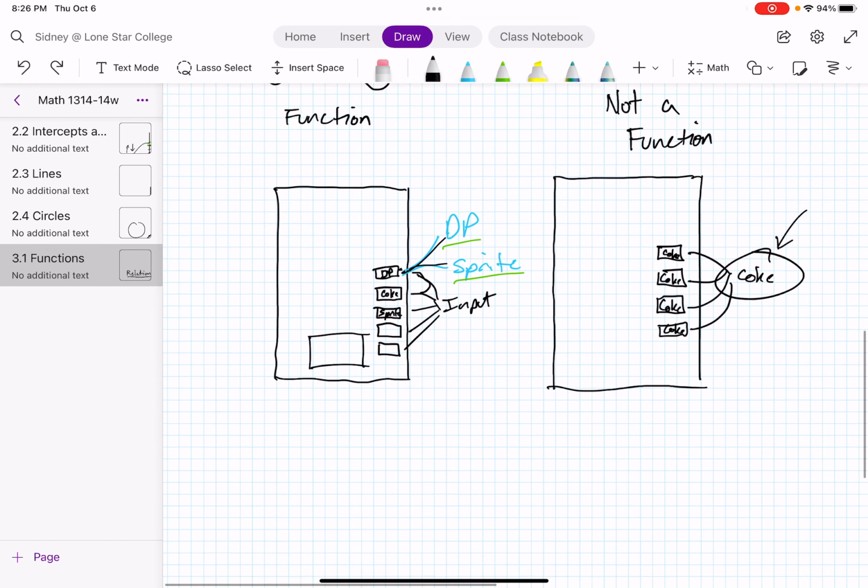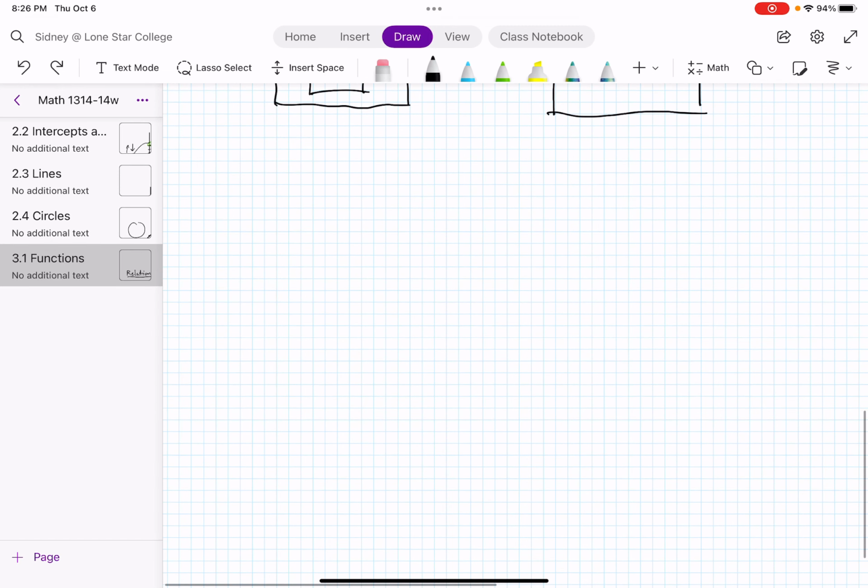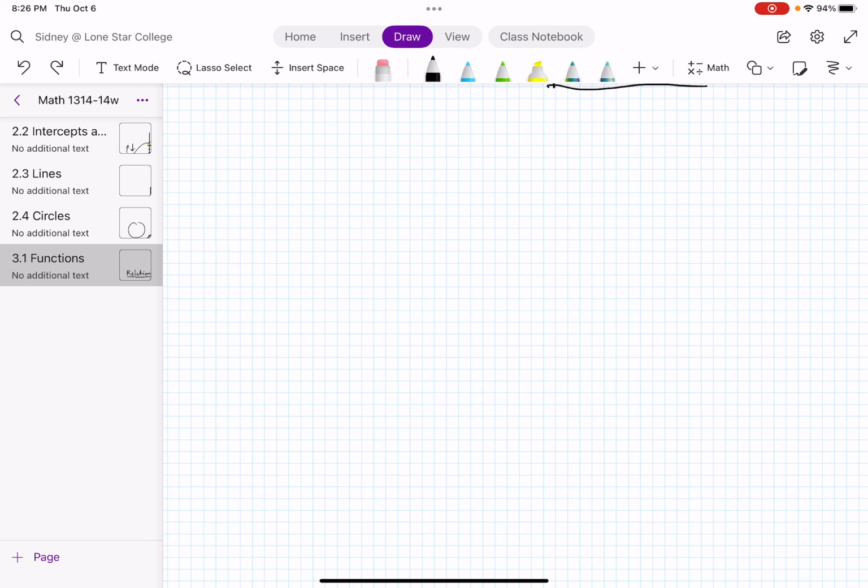Now, you need to be able to identify, is a relation a function? And so you might be given a relation, something like this, just a list of ordered pairs: (2, 3), (6, 7), (4, 7), and (5, 9). This list of ordered pairs, is this particular relation a function? So the question is, does each input, does each x value have exactly one output?